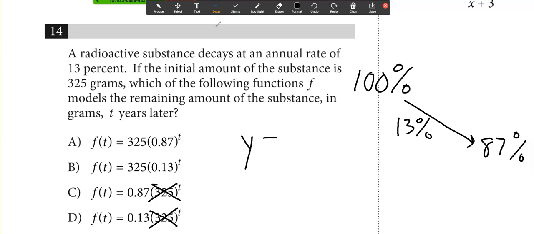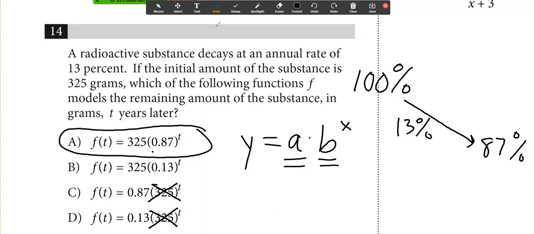Remember, we're talking about something that is A times B to the X, where A is the amount that you start with and B is your growth factor. Which answer choice makes sense, A or B? It has to be A, right? Because it has the 87% growth factor in it. Now, some students are going to fall for this one because they see 13%, but that's actually an 87% decrease. So quite a bit different than going down by 13%.